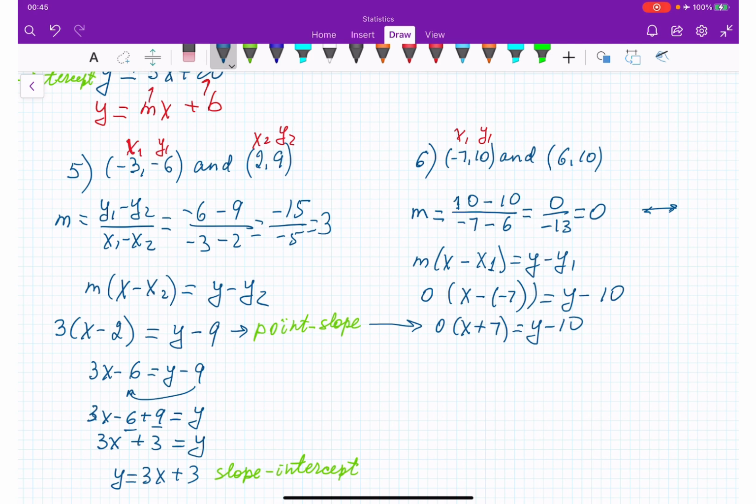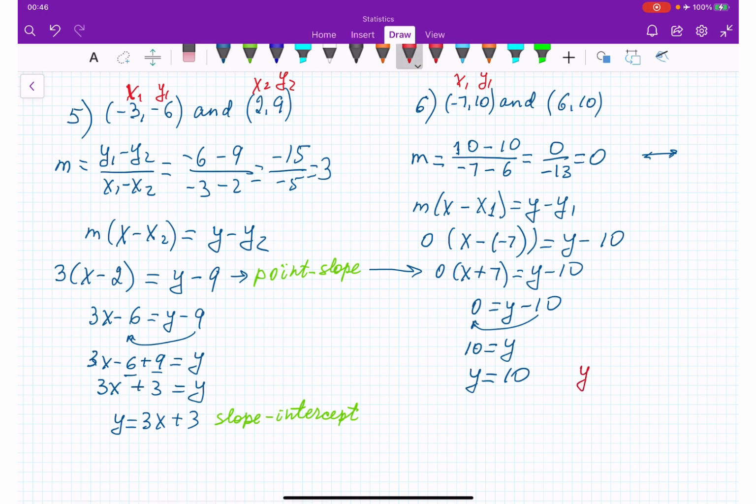Let's simplify to get our slope-intercept format. So 0 times whatever, I don't even care what is in parentheses, it's going to be 0, correct? So what do we have? 0 is equal to y minus 10. From here, if I move 10 to this side, I will get positive 10, right? Because it was negative. Flipping over the equal sign, I get positive. So 10 is equal to y, or y is equal to 10. And this is going to be our equation.